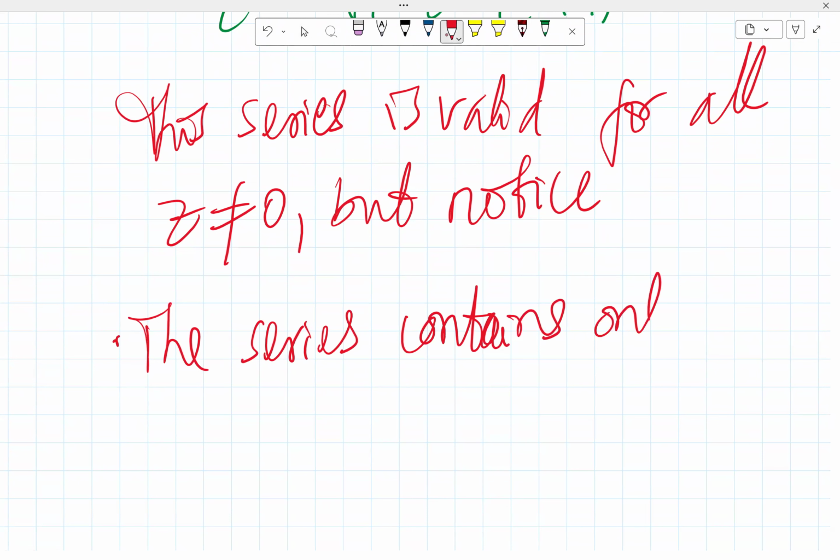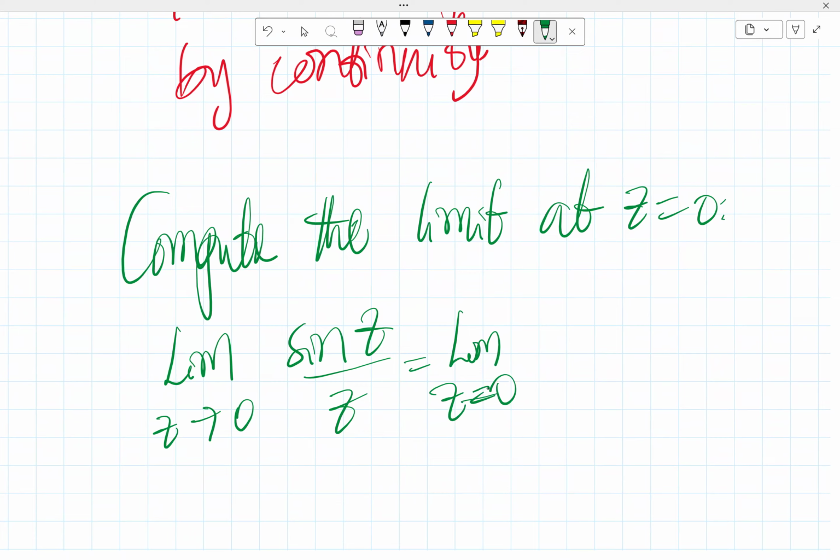Of course, we can do L'Hopital's rule. If you substitute directly, you're going to get sine 0 over 0, which is undefined. But by using L'Hopital's rule, you have cos z over 1. So that means the limit as z approaches 0 for cos z, and that means you have cos 0, and that is equal to 1. So we see that the limit of sine z over z as z approaches 0 is equal to 1.